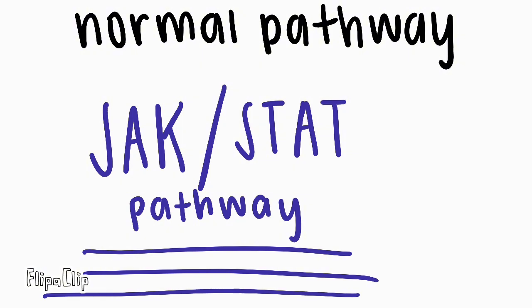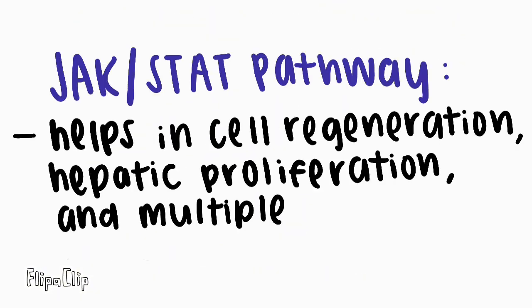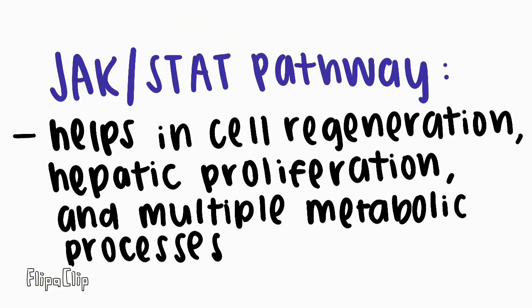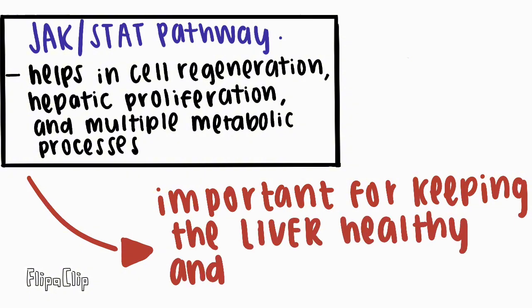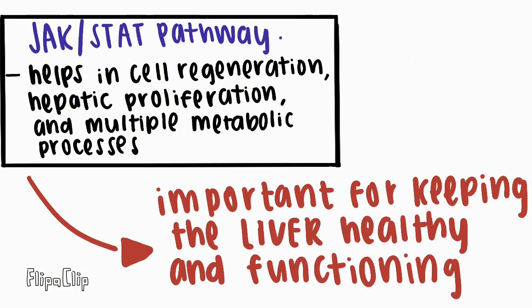Once they begin to experience these symptoms, the liver is usually already very damaged. A normal pathway in the liver is called the JAK-STAT pathway. This pathway helps in cell regeneration, hepatic proliferation, and multiple metabolic processes. These jobs are all super important for keeping the liver healthy and functioning.